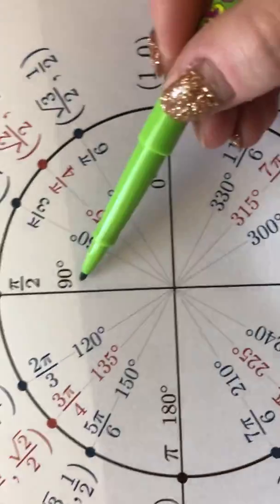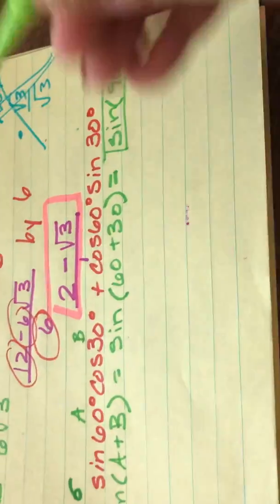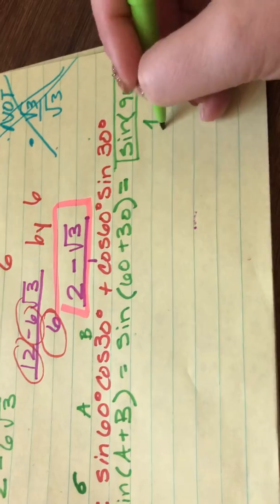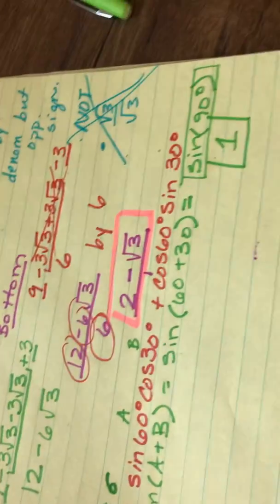Okay, so let's see here. 90 degrees, here it is. Sine is the y value. So the answer is 1. So that's what you would type in your second box. 1. Those are really easy.